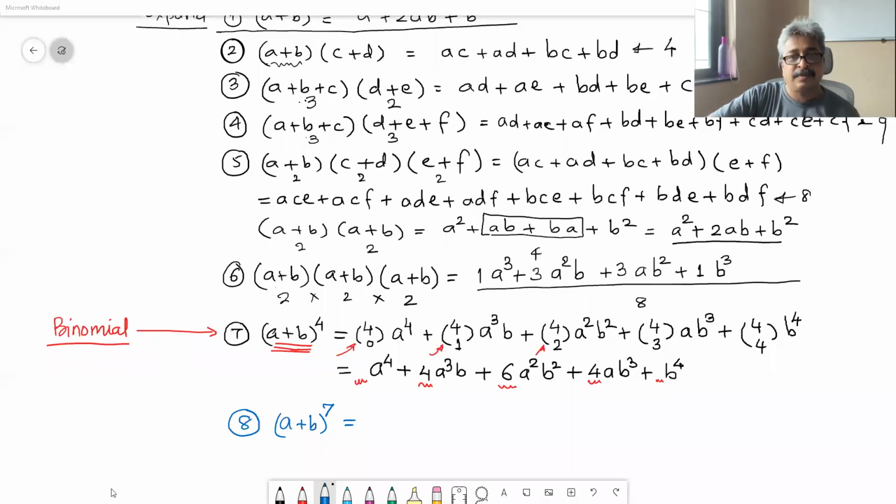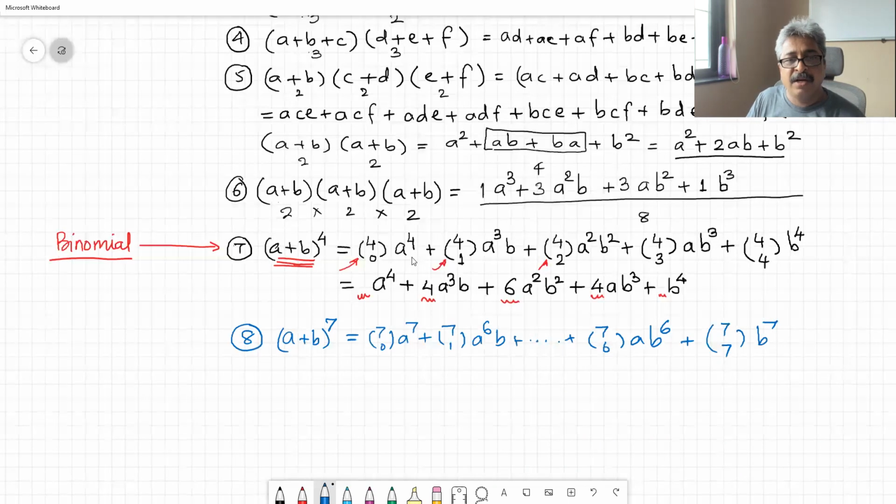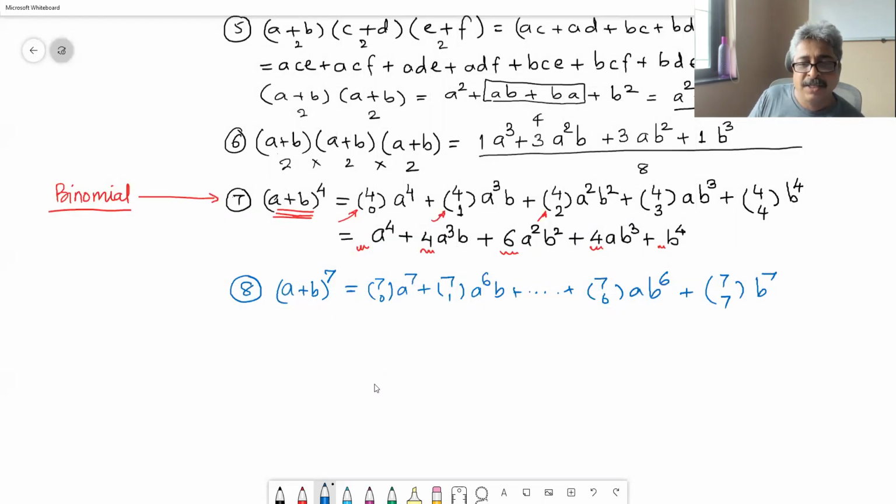It will look like 7 choose 0 a raised to 7, 7 choose 1 a raised to 6 b, plus dot dot dot, plus 7 choose 6 a b raised to 6, plus 7 choose 7 b raised to 7. It is very simple. Having understood what the choose notation is, writing this coefficient is absolutely easy.